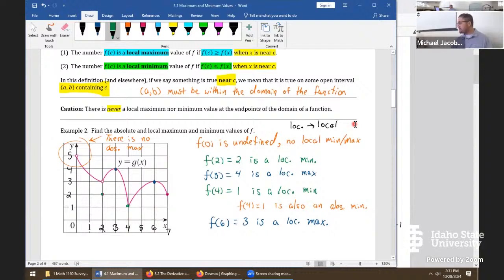And Dana asks, what makes the filled dot not an end of the graph, like in the caution? What would make it not an endpoint of the graph would be if the open dot is in the middle here, versus the very far left or the very far right.